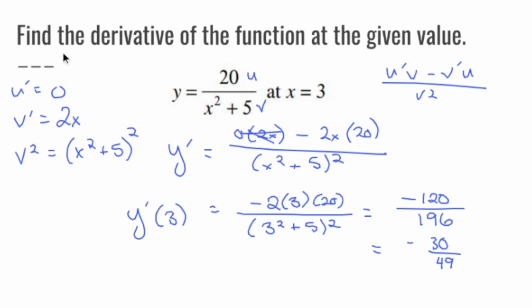What this means is finding the derivative means finding the slope of the tangent line. So if I were to graph that function right now and wonder what the slope is at 3, there it is. Couldn't look at it and guess it, but that's what it is. Negative 30 over 49 is y prime of 3. Fun, fun, fun.